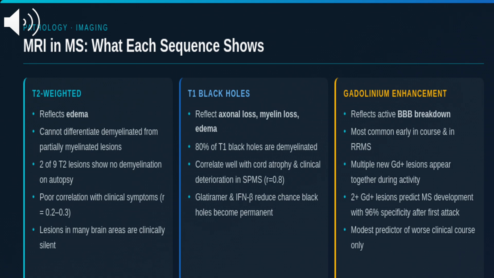Gadolinium-enhancing lesions reflect acute blood-brain barrier breakdown and endovascular inflammation. They are most common early in MS and in relapsing disease. 2 or more GD plus lesions predict MS development with 96% specificity after an isolated clinical attack. However, GD plus lesions are only modest predictors of worse clinical course. They should be interpreted in clinical context, not used in isolation to drive therapy changes. The key clinical message: MRI is a tool to support clinical decision-making, not replace it.